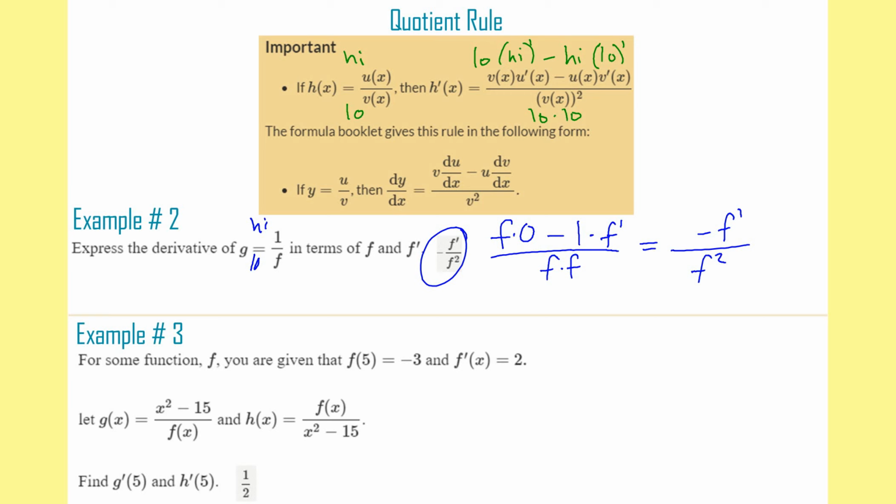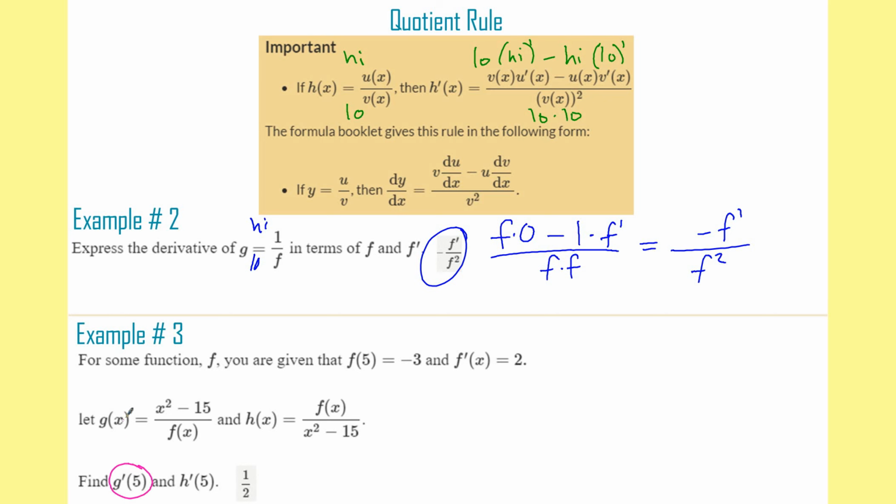Okay, now the next one. All right, I know I kind of gave the answer away, but we can still figure it out. So let g of x be this, and h of x is f over this. We want to find the derivative of g at 5 and h at 5. So let's just start with this one.